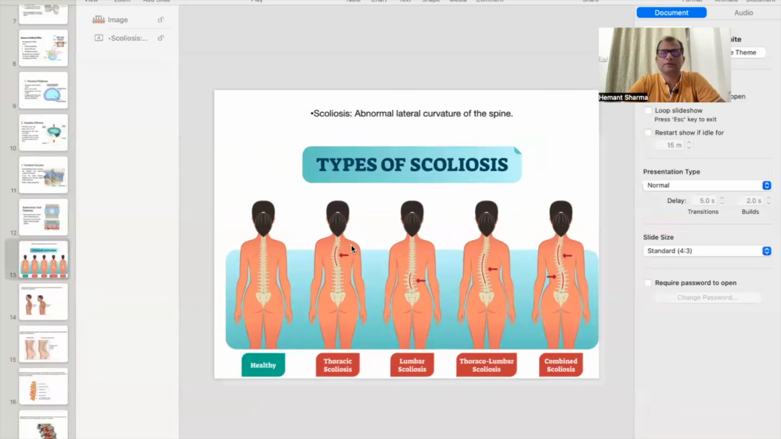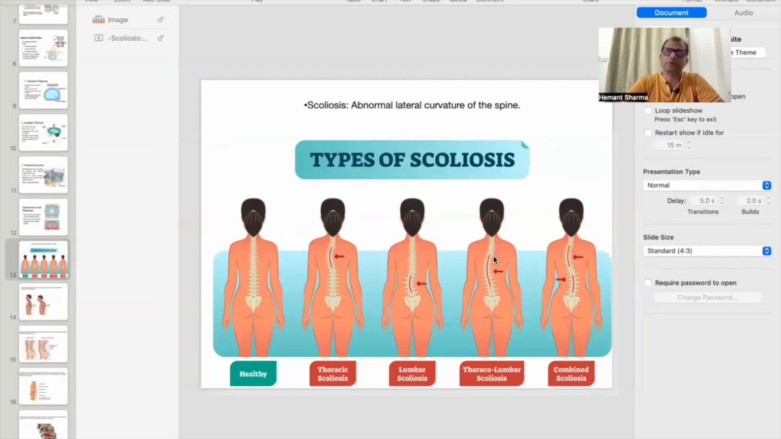If it is getting curved in the thoracic area, it is called thoracic scoliosis. If it is getting curved in the lumbar area, it is called lumbar scoliosis. दोनों में भी हो सकती है. It might be happening at both places. Thoracolumbar scoliosis. And combined, one side going in one direction and other side going in other direction, that is a combined scoliosis. It is a very common problem we can see nowadays.